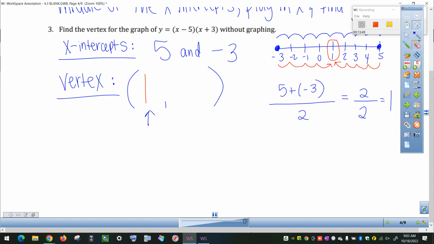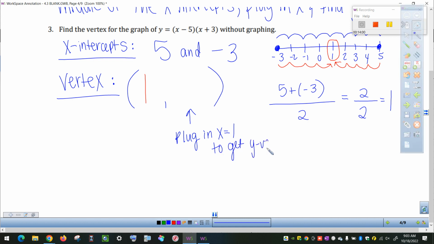All right, now that we know the x value, we are going to plug it in. So I'm going to say here we're going to plug in x equals 1 to get the corresponding y value. And we're plugging it in for x into this equation up at the top. Now, how many x's do you see in that equation? There's 2 of them. So that means that when we plug in 1 for x, we have to plug in 1 two times. We're plugging it in every single time we see an x.